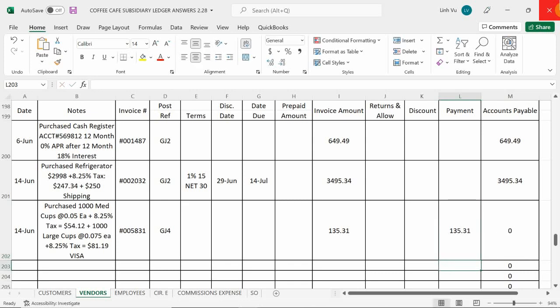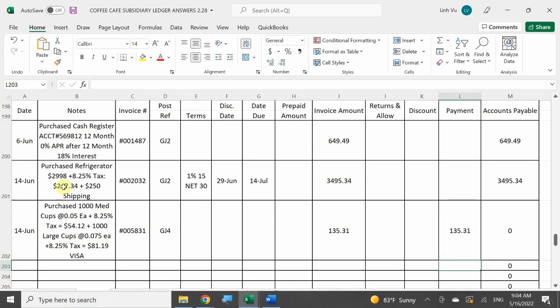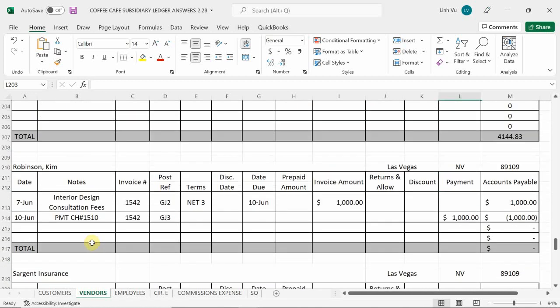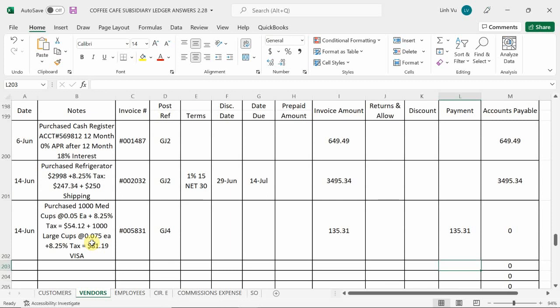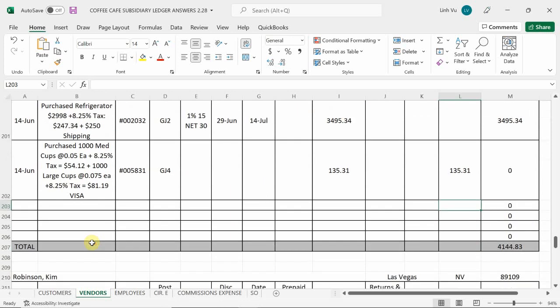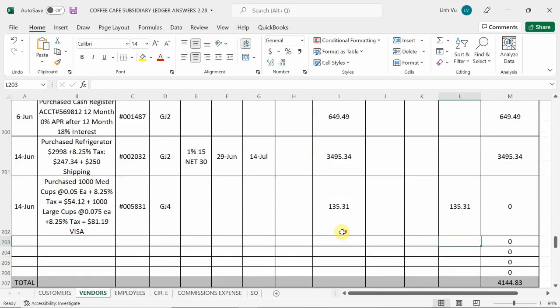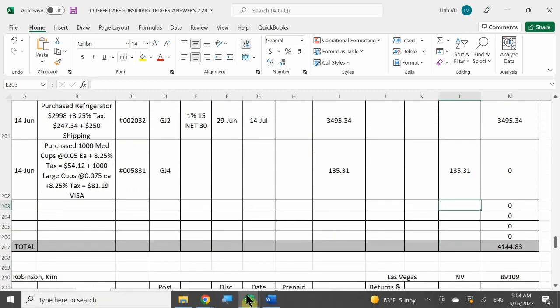So right now I owe Restaurant Supplies nothing for this receipt, but for any reason that I do make a refund or a return, I'll either get $54.12 or I'll get $81.16, or maybe I'll refund the whole thing for $135.31. Okay. There you go. But I still owe Restaurant Supplies for two things, right? The cash register and the refrigerator.